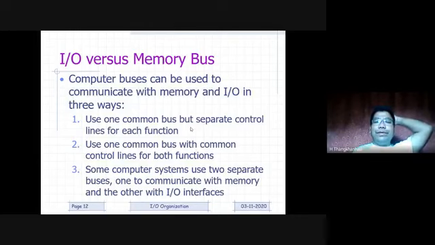These are the three ways in which computer buses can be used to communicate with memory and I/O devices.